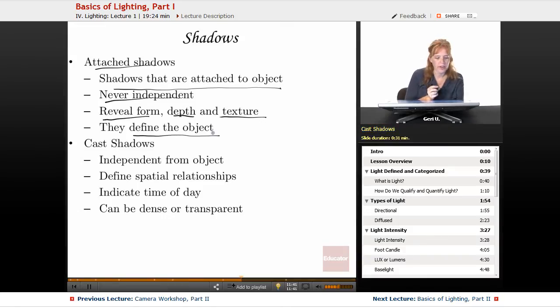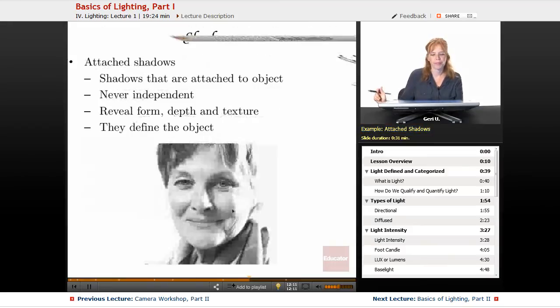Okay, now cast shadows, another type of shadow that we also control as cinematographers, are independent from the object. They define spatial relationships. So we have a sense of distance and angle from one subject or object to the other. They can also indicate time of day. If it's a long shadow versus a short shadow, that tells us where the sun is in the sky. And just like with the attached shadows, they can also be dense or transparent. So let's take a look at some of these shadows.